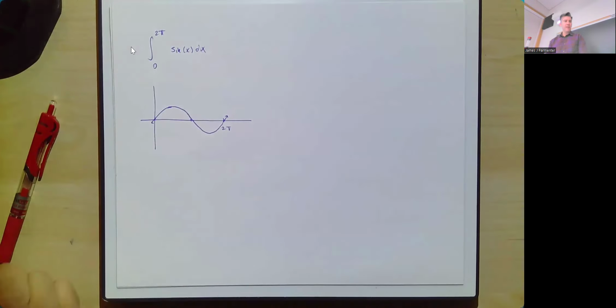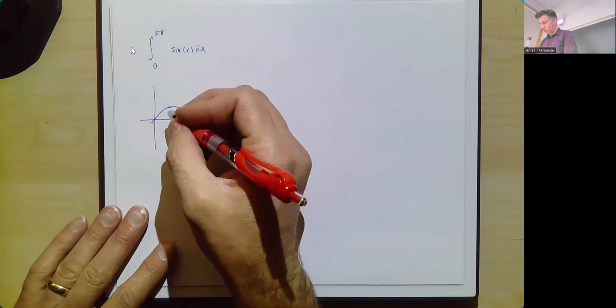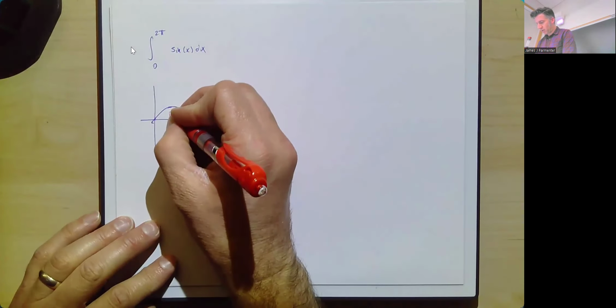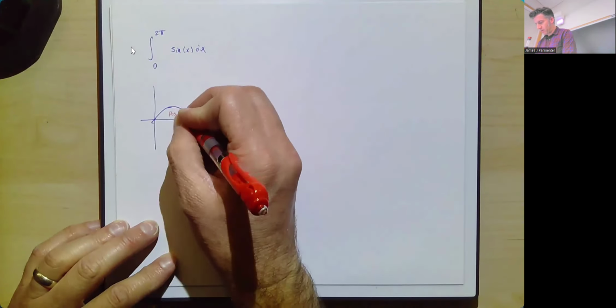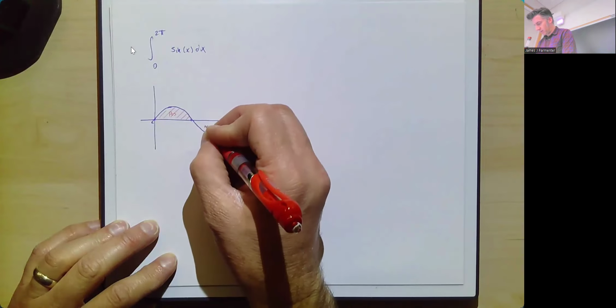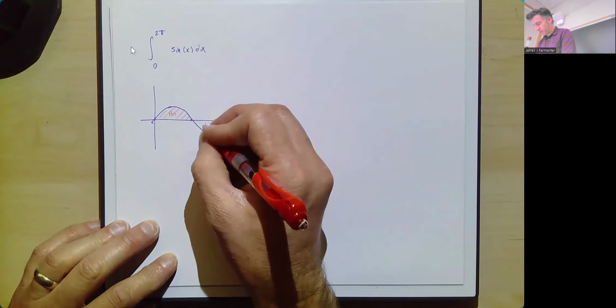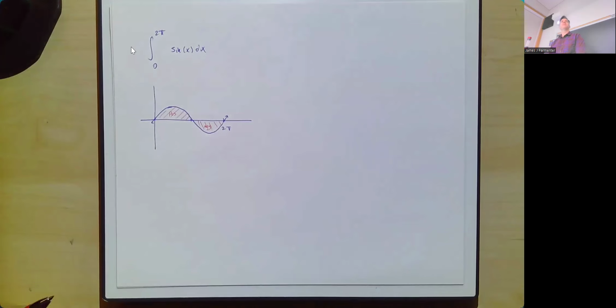And it looks like there's just as much area that's getting counted as positive as there is that's getting counted as negative. So if you had to guess, what would you guess the definite integral is going to equal here? Well, the net area that's above the x-axis, there's just as much above as below, so they cancel each other out, and you're going to get 0. Let's actually do it though.